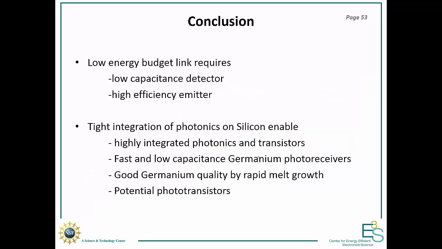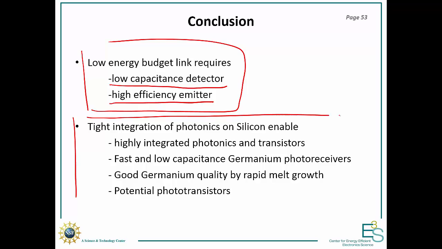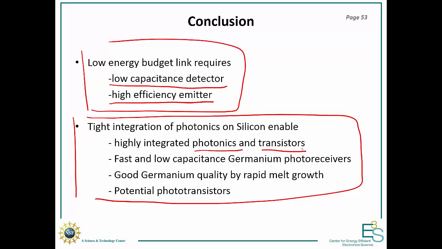So as a conclusion for my part, I would say that the low energy budget link requires a low capacitance detector. That's what this part of the presentation was about. And a high efficiency emitter. That's what Michael talked about previously. And you can see it in the system equations. Now, tight integration of photonics on silicon has enabled us to get the photonic system and the transistor very close together, the receiver and the transistor. We don't need to wire bond external photodetectors to circuits anymore, and we can reduce the wire capacitance.